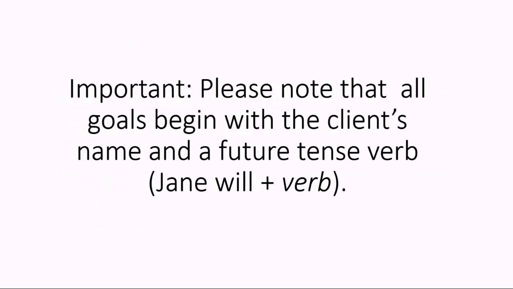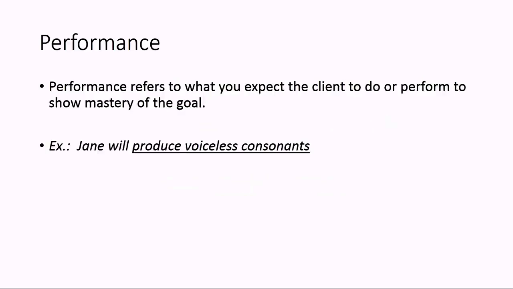Some other important things about goals. Note that all goals begin with the client's name and a future tense verb. Jane will do something. Performance. Performance refers to what you expect the client to do or perform to show mastery of the goal. Jane will produce voiceless consonants. So if this is an articulation goal, then you're going to say this is something that she'll be able to do.